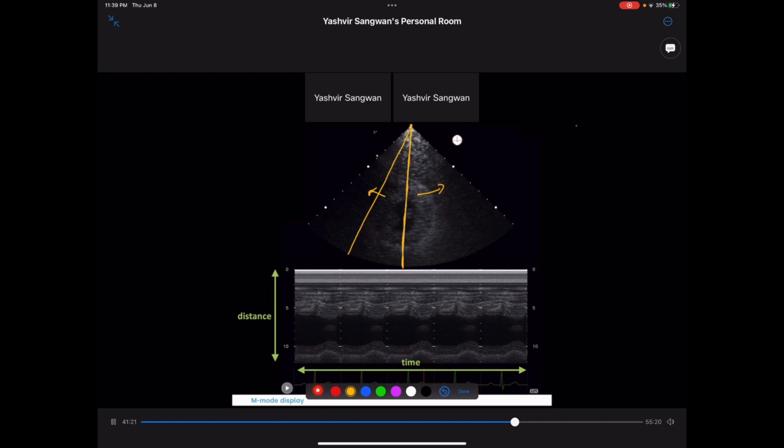Okay. So what you are looking at here is a parasternal short axis view. So this is your left ventricle. These are the papillary muscles. This is the outer wall of the left ventricle. This is the right ventricle, and so on and so forth. Now in systole, this will contract, and in diastole, this will expand. But you are actually looking at motion only along this line. Okay? And over time, so this is this line moving over time.